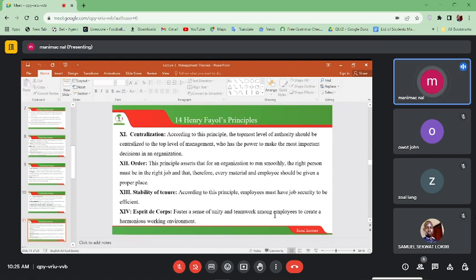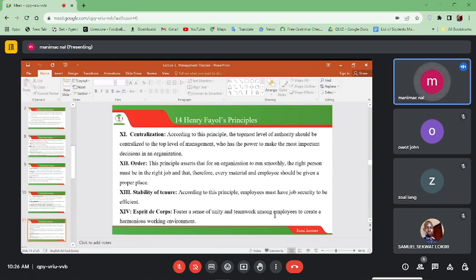Further still, lastly, we have stability of tenure. According to Henry Fayol, in this principle, employees must be given job security to be efficient. Even if an employee goes for maternity leave, she has to have the security that when she comes back from her leave, her job will still be intact, not getting worried that in case she goes, she will not find her job back.